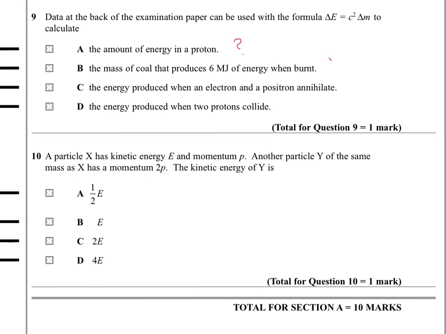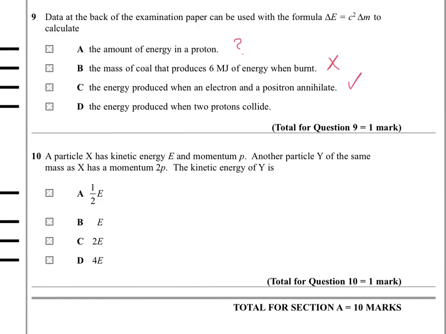Well, the mass of coal relating to the chemical change there, that mass of coal will not give you the energy it produces, because there's a mass of material left afterwards. There may be some energy conversion, but there'll be a whole load of material that we don't have masses for after you've burnt coal, so we can't necessarily get any useful information out of the mass of the coal. The energy produced when an electron and a positron annihilate.